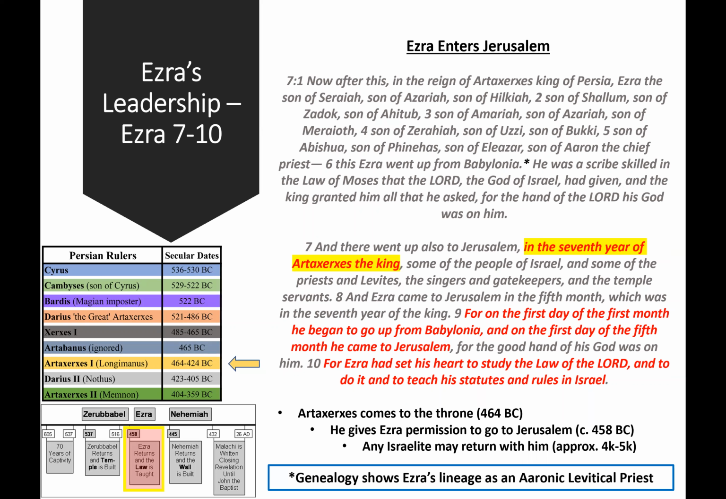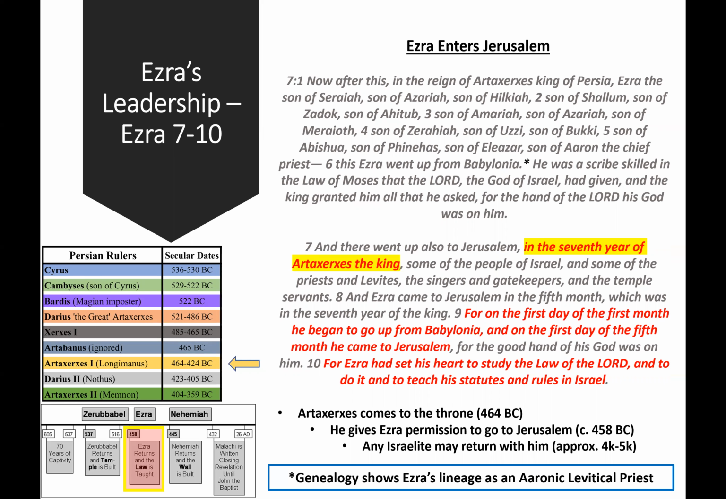And you'll see down here at the bottom left corner that Ezra returns in about 458 BC. So the 7th year of Artaxerxes coincides with approximately 458. So this is the time period that Ezra is approaching the king. I remember that the temple was finished in 515 BC, so we're looking at almost 60 years later.